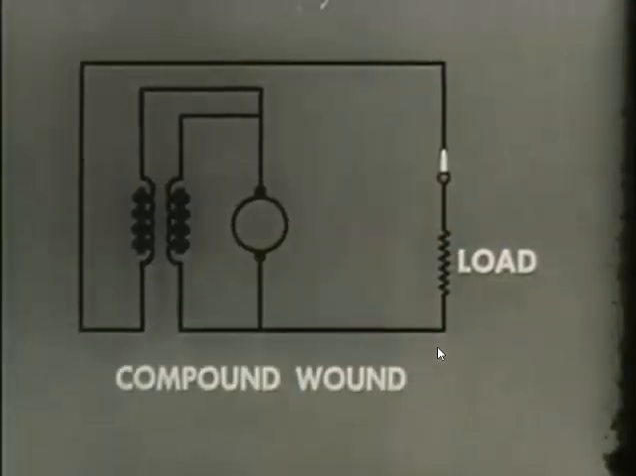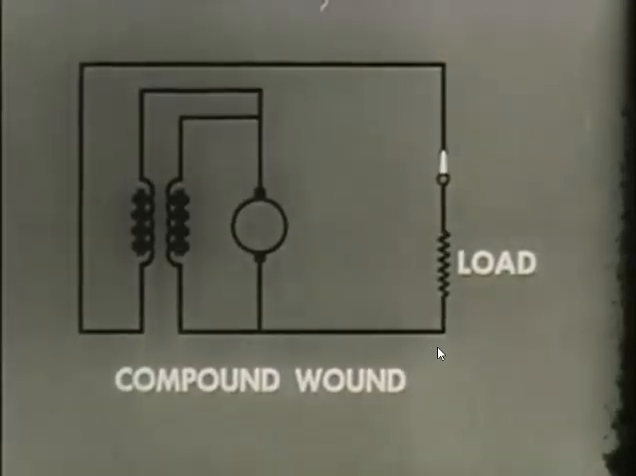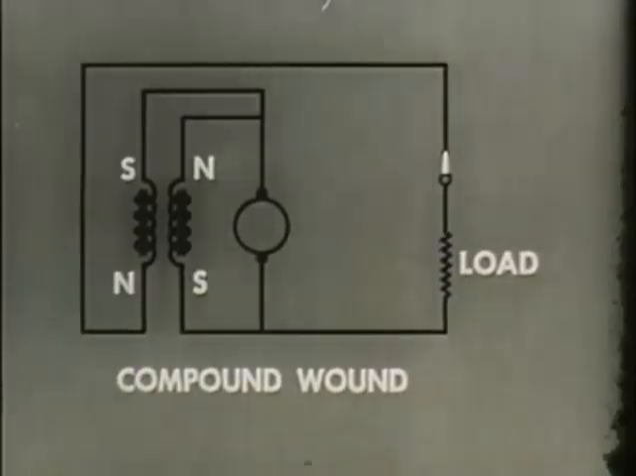By changing the armature winding, a compound wound generator results, which combines the best features of both types. Ini disebut compound, gabungan. Yang di sini ada paralelnya, yang di sini ada serinya. Diingat-ingat ya. Ini untuk generator DC. Oke. Series and the shunt wound generator.